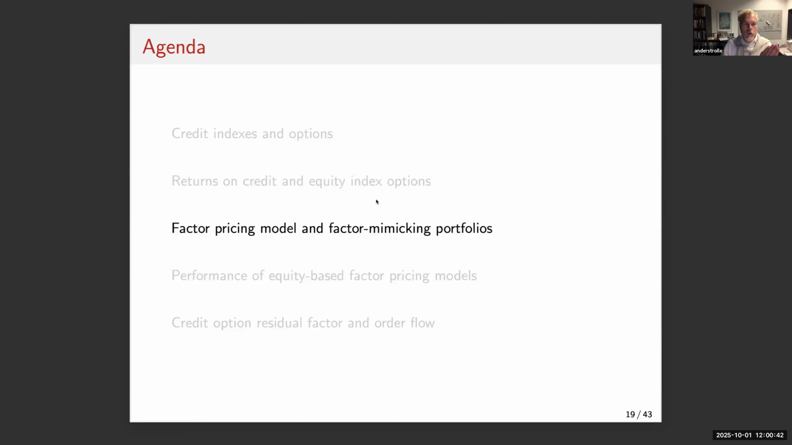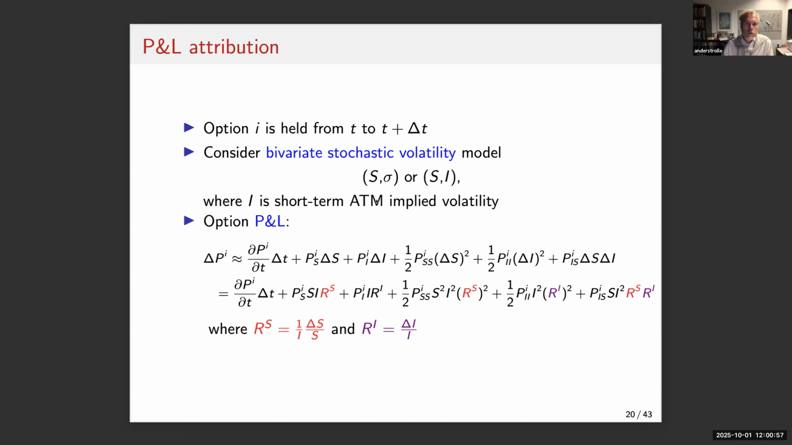Okay, so then we go one step further and we try to understand what are the underlying risk factors, in the context of a factor pricing model, that drive the option returns. And so we motivate a factor pricing model in the following way. We consider this bivariate stochastic volatility model for an index. So S is the index price, and this can be equity or credit. And then there's some instantaneous volatility associated with that.